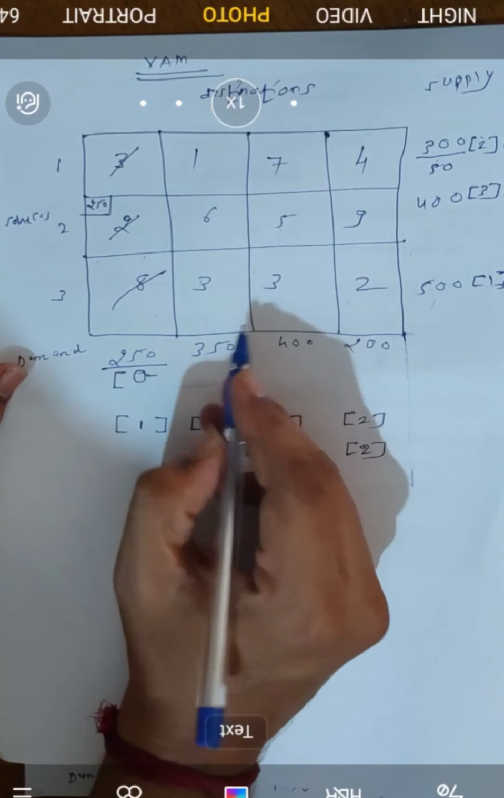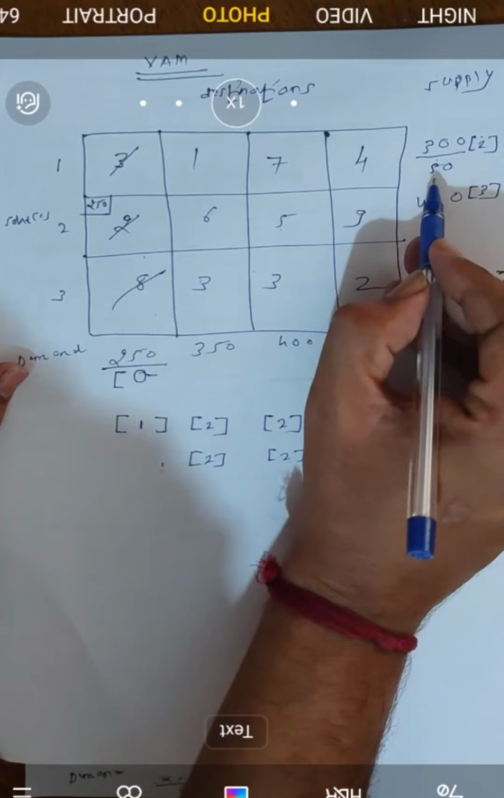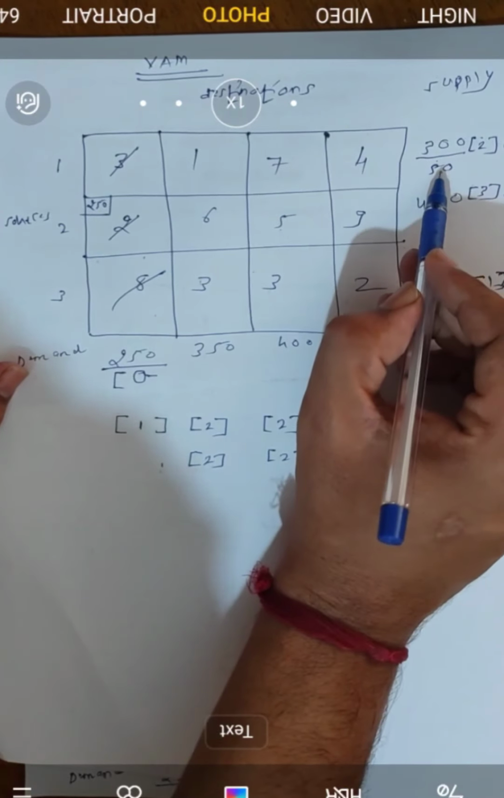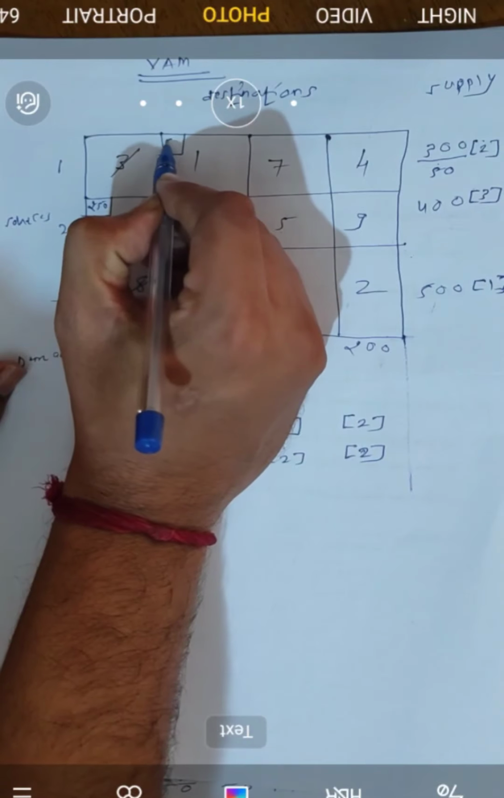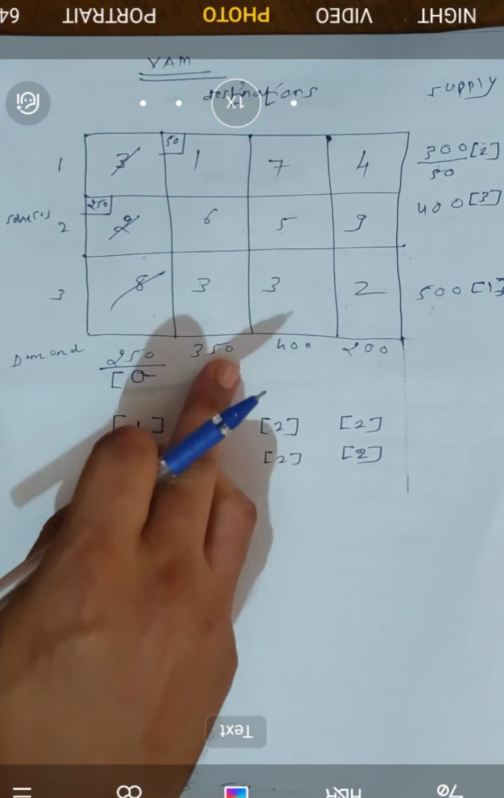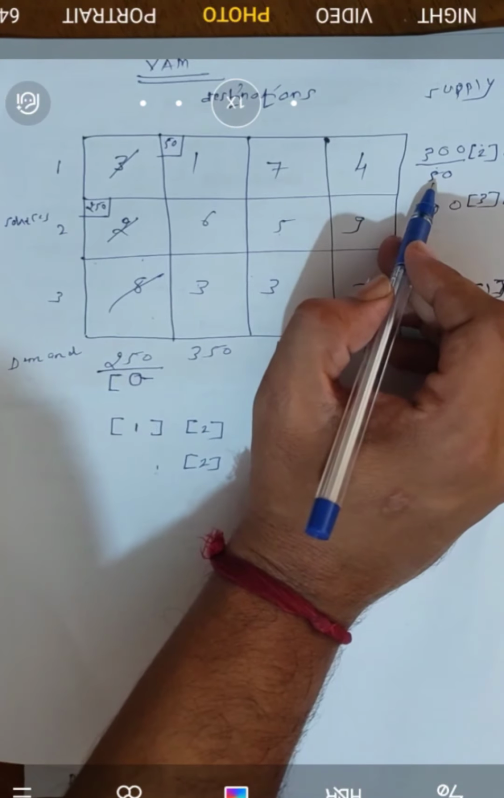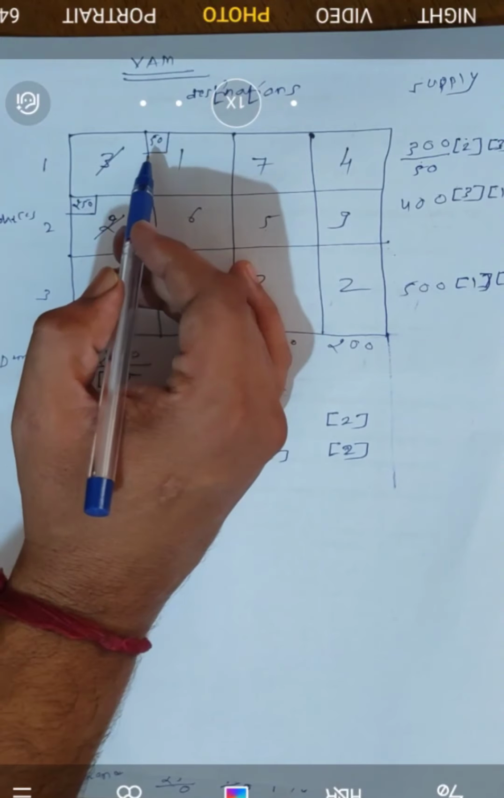So what is the demand here? 350, but supply is only 50. Which one is lesser? Supply is lesser than demand. So that's why 50 I am going to give. Demand is 350, but only supply is available 50. So that's why I can give only 50.